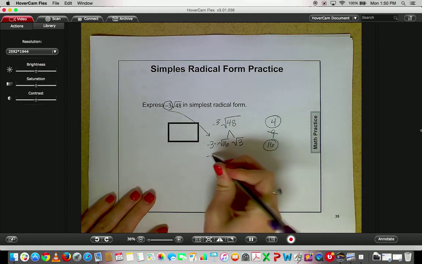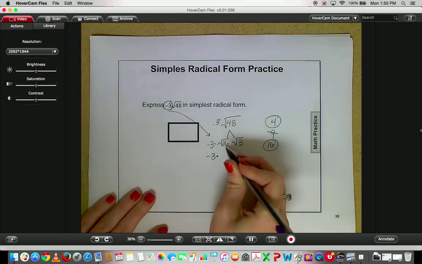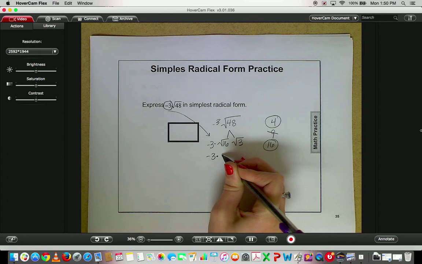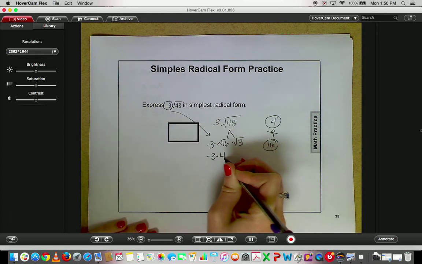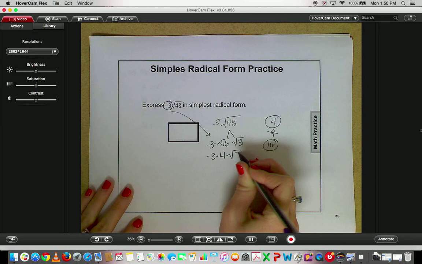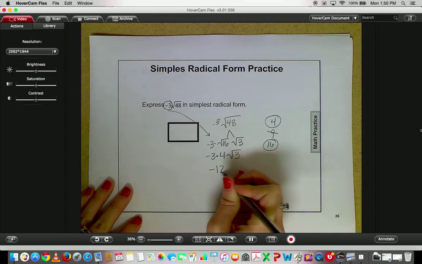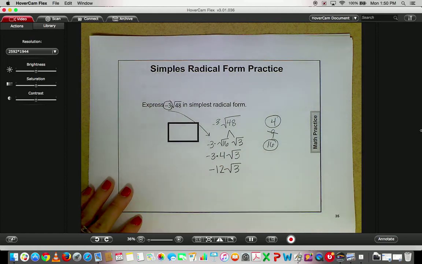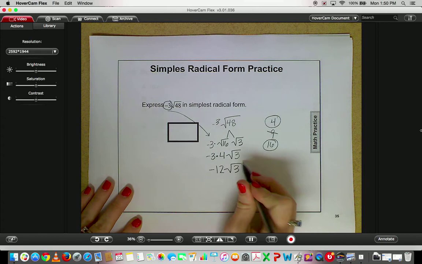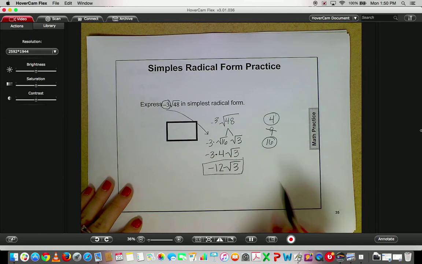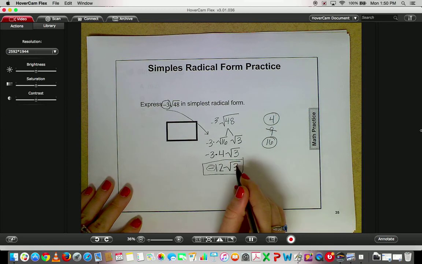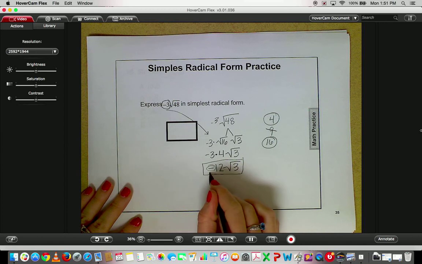So then you have negative 3 times the square root of 16, which is 4, times the square root of 3. And negative 3 times positive 4 is negative 12. And then you have the square root of 3. This is your answer. You work it the exact same way, except your coefficient is now negative. You will not get a negative under this radical, so if you ever get a negative under there, you worked it wrong. The negative stays on the outside.